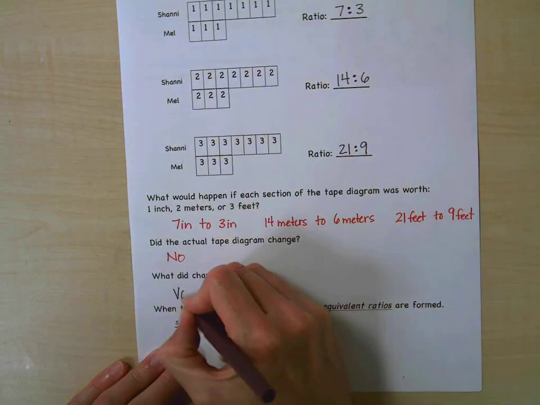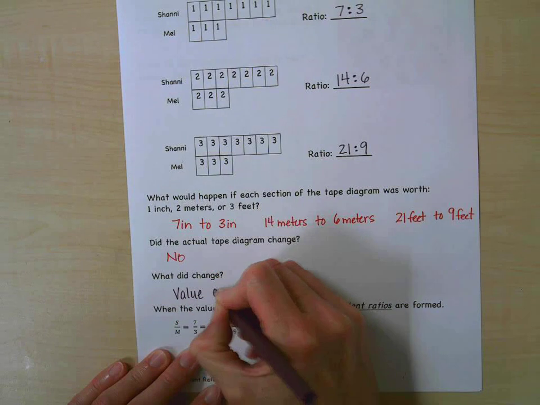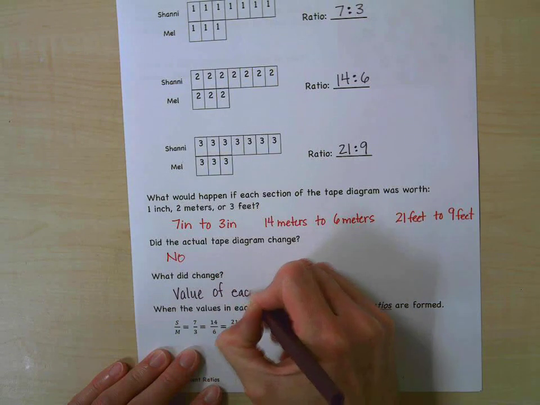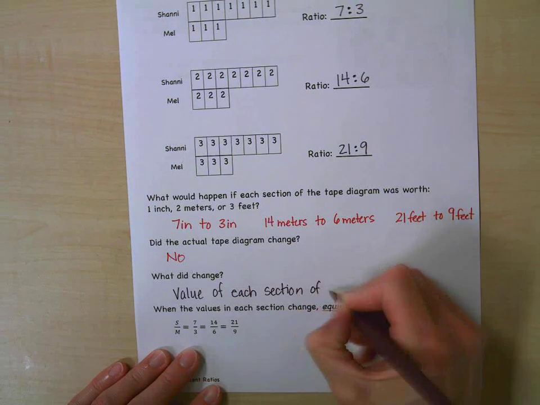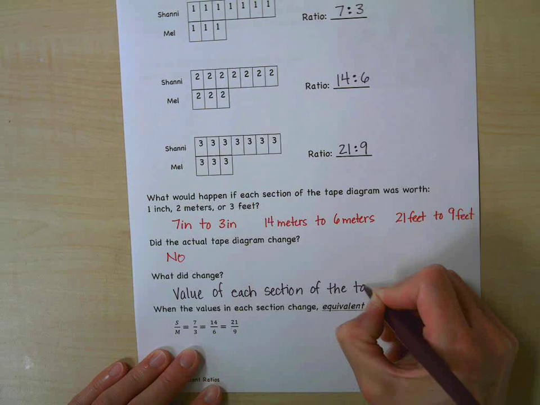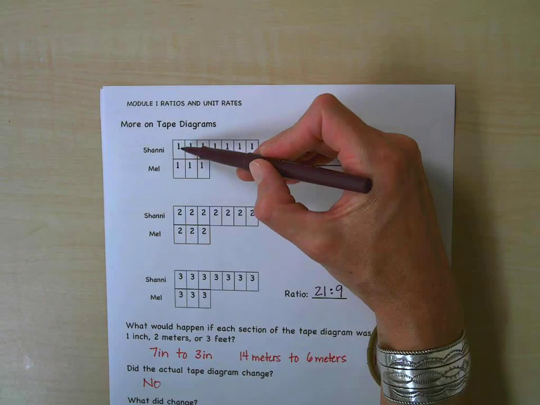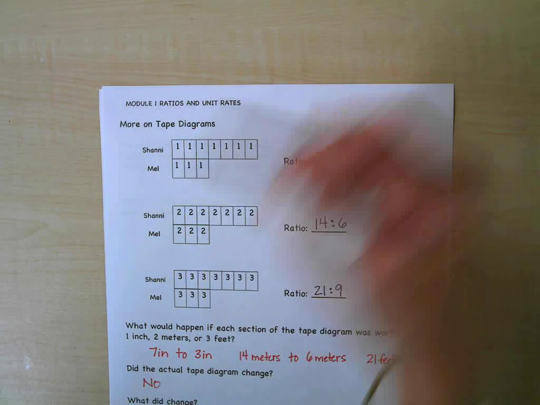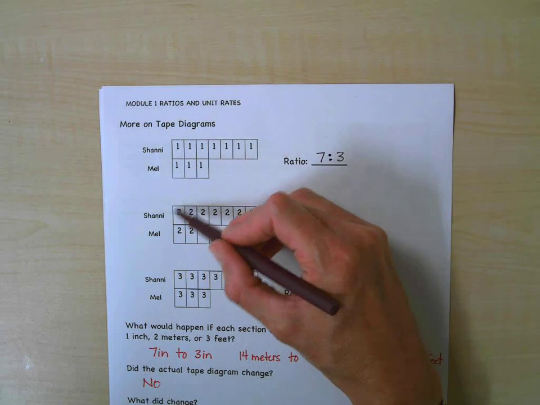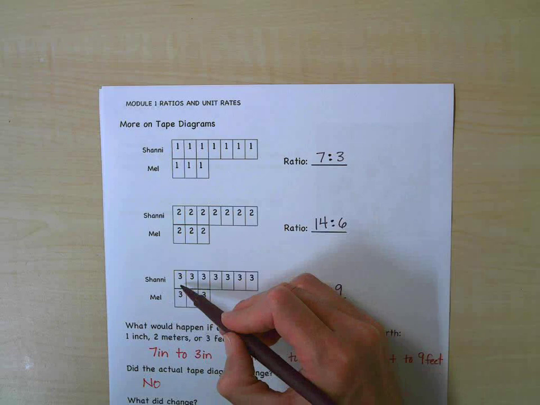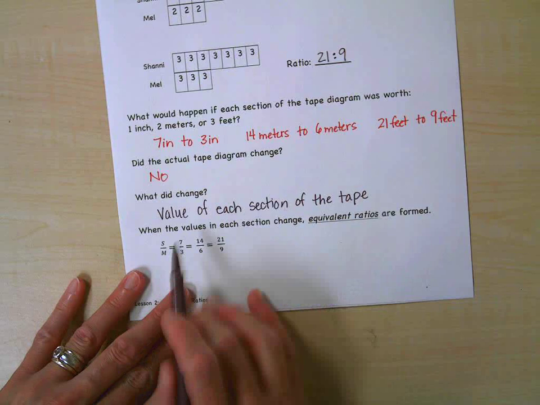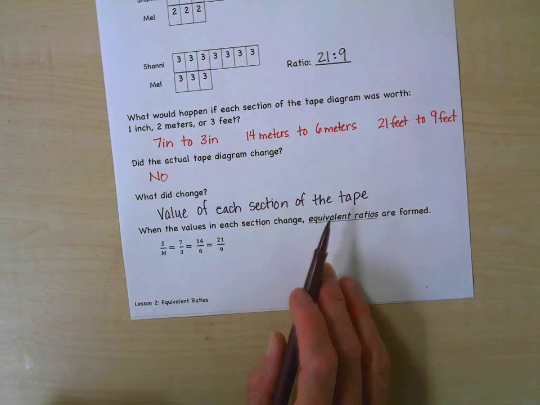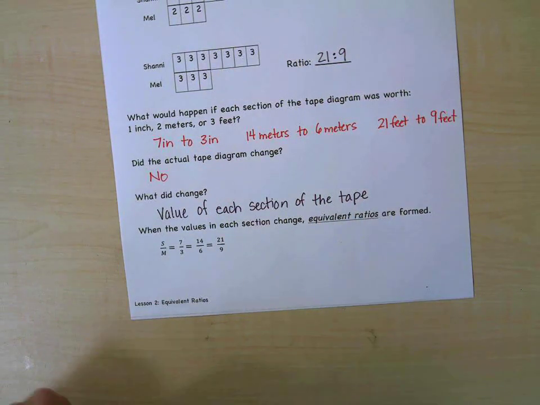Hopefully you came up with the answer of the value of each section of the tape. Okay, that's what changed. So in this one, the value was 1 per section. In this one, the value was 2 per section. In this one, the value was 3 per section. So what did change was the value of each section of the tape.